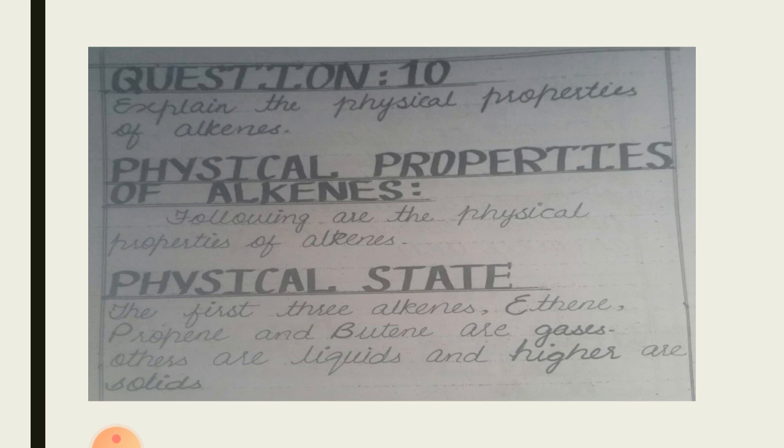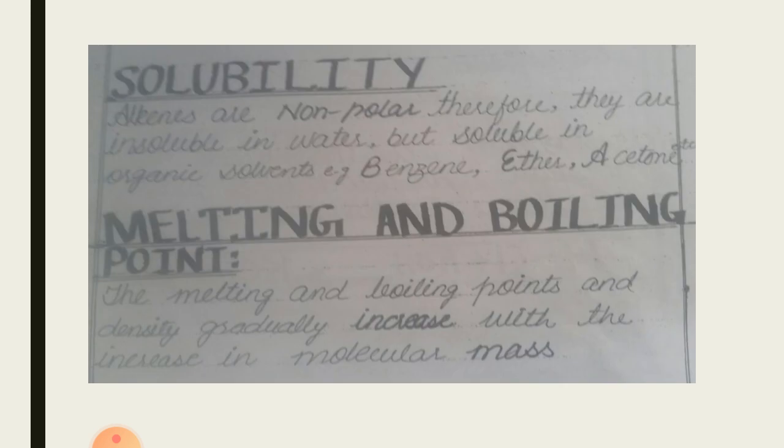The next question we discuss today is the physical properties of alkenes. These are similar to the alkanes. The first 3 members of the series, because methane does not exist, which are ethene, propene and butene, are gases, others are liquid, and higher ones are solids. They are insoluble in water because they are non-polar in nature, and water is polar in nature.